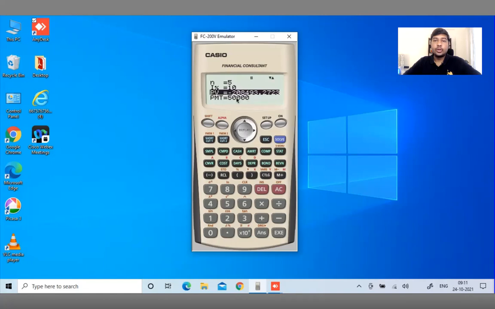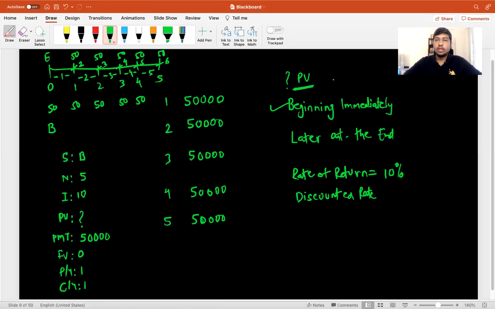When you do that, what you get is 2,08,493. Okay, so 2,08,493. Yeah. So why is it showing as negative? Because if you invest this money today, then 50,000 rupees is the cash flow which will come over the next 5 years. Okay, that's why since it is an investment, this number is showing as negative.